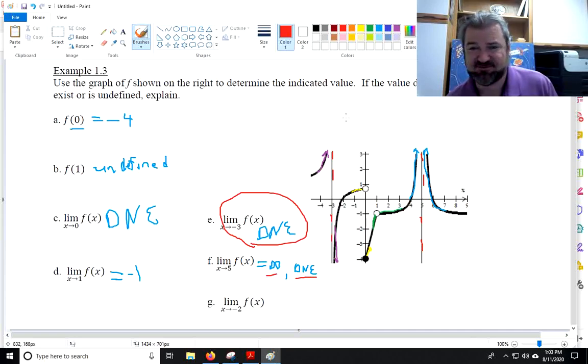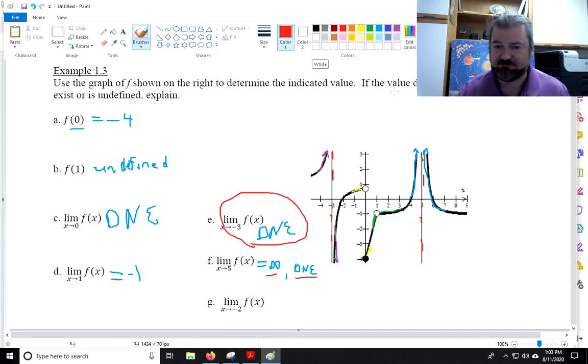Okay, the limit as x approaches -2. I don't have any dots or anything there. I just want to make this clear. I don't have to have a dot or anything special happening. I could take a limit at any of these x values anywhere. So the limit as I approach -2 from the right appears to be 0. As I approach -2 from the left, it's also appearing to be 0. So in that case, f of -2 is 0. The limit as x approaches -2 is also 0. So no funny business going on. The limit and the function both agree there.